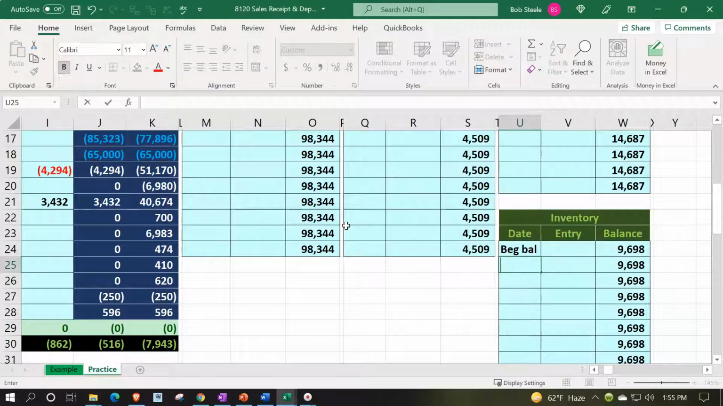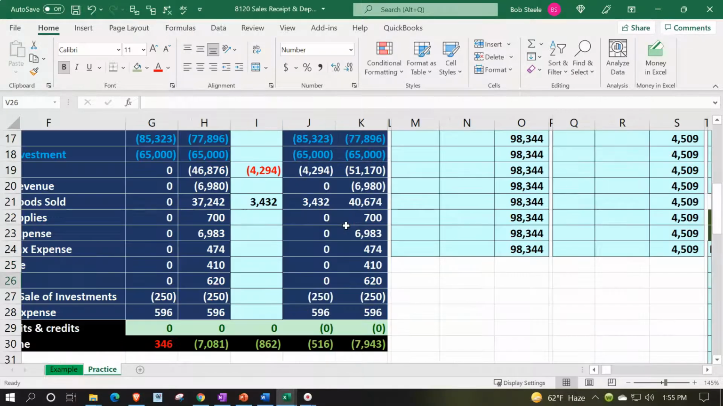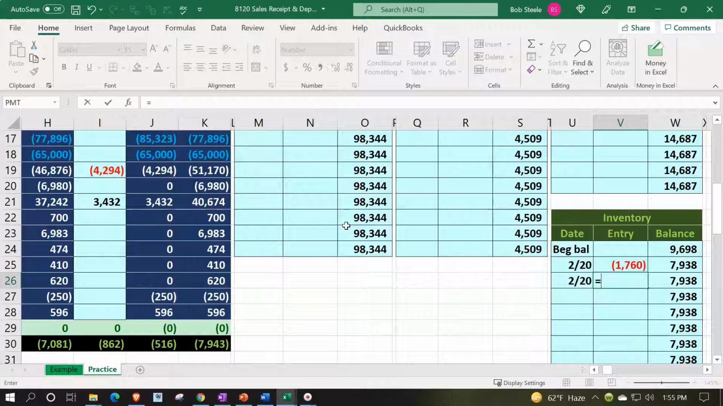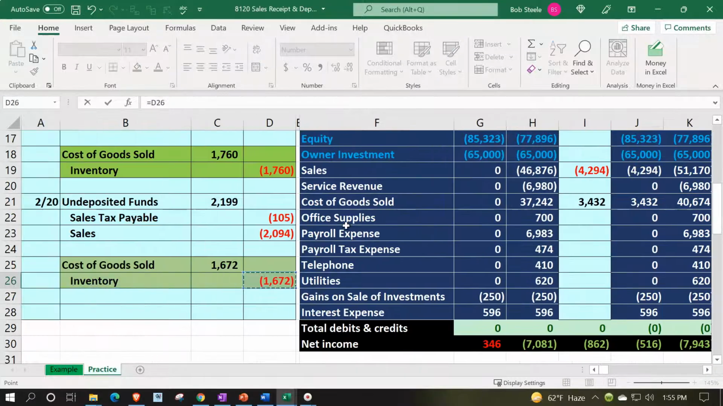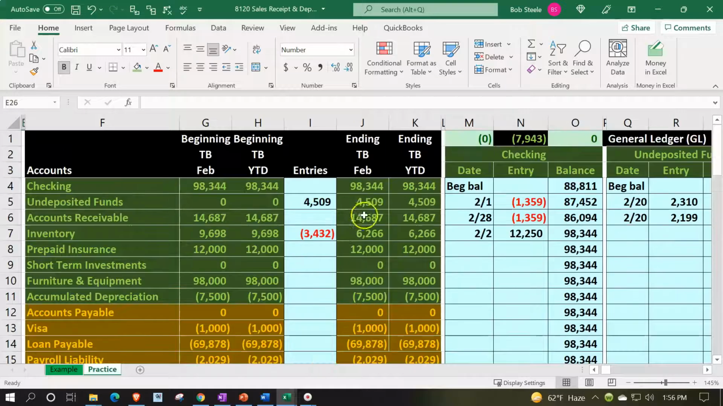This is on 2/20. And then let's do two 2/20s. 2/20, 2/20 equals V25 left to the wall. And then we'll pick up the 1760. And let's do it again on V26 equals left to the wall, the 1672. That brings us from the 9698 down to the 6266. That 6266 should match the inventory up top here. These are the same on both sides because these are the permanent accounts that didn't close out, so they're the same for the year-to-date numbers as well as simply the month of February numbers.